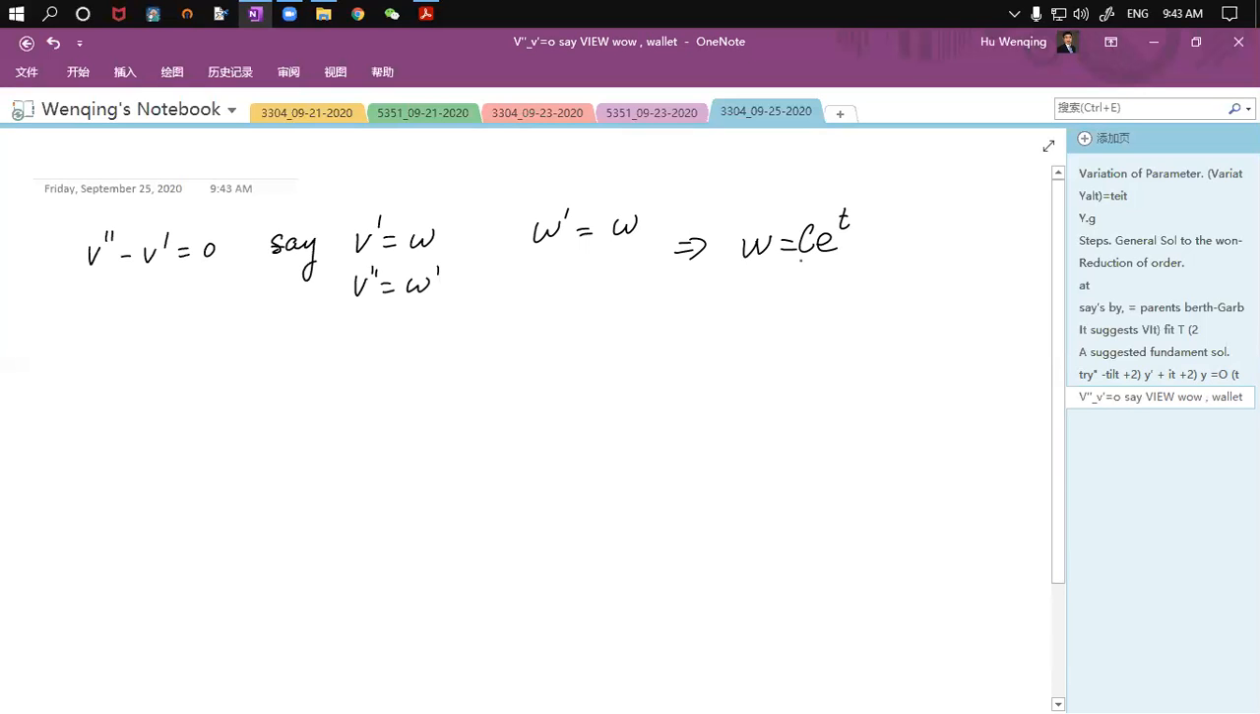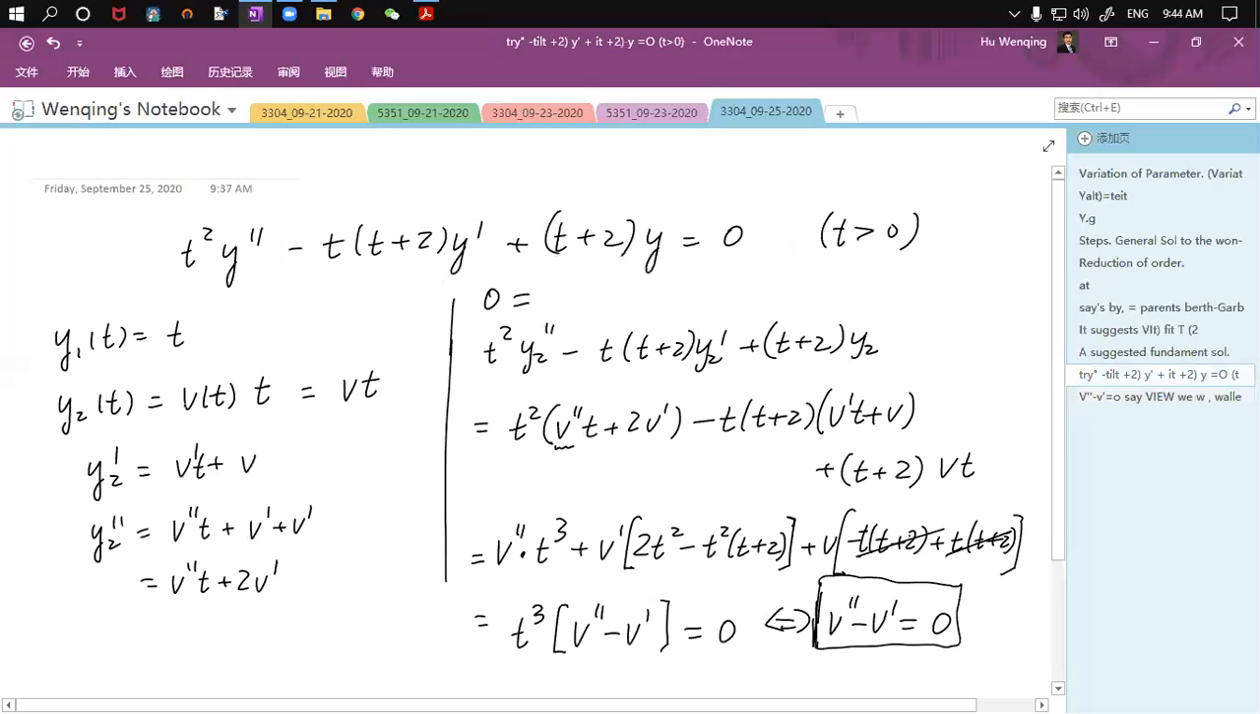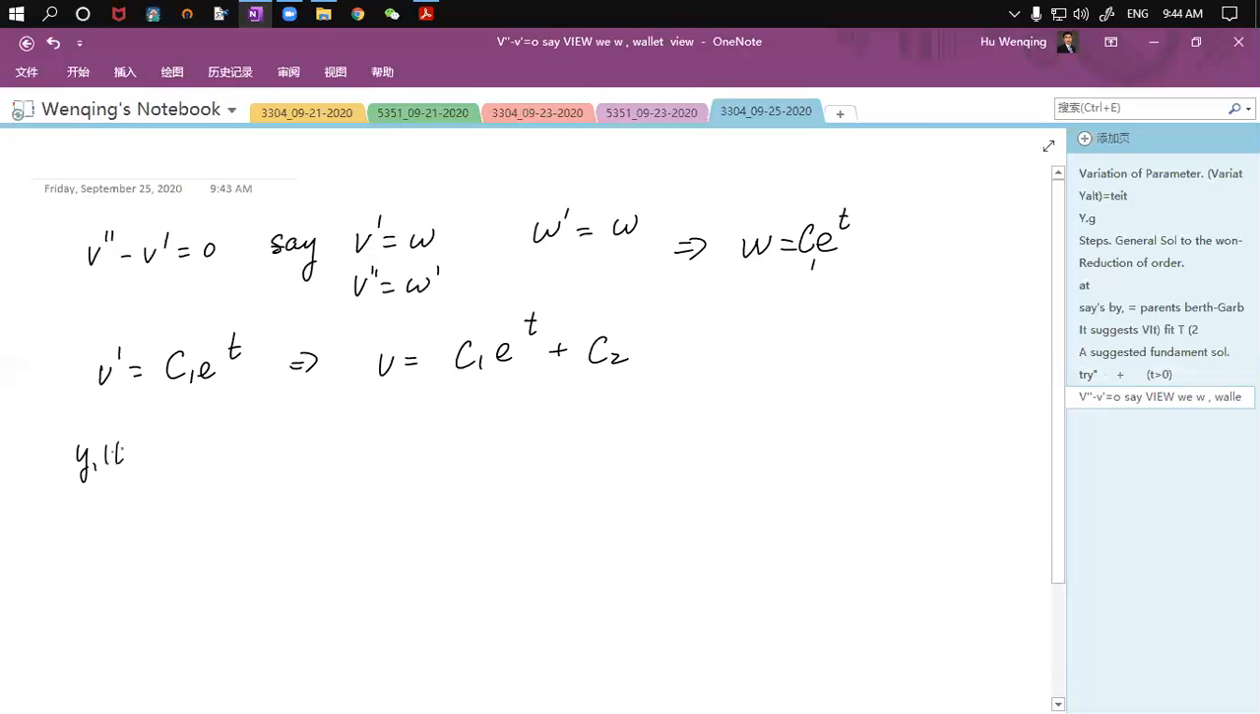So w is just an exponential function. It's only exponential functions whose derivative comes back to itself. But if w is that function, v prime is c1 e power t, which tells you that v is c1 e power t plus c2. So that's going to be your v. Once you have the v, you can come back to this solution. It means that y1 of t is equal to t, and y2 of t is c1 e power t plus c2. So that's going to be your fundamental solution.